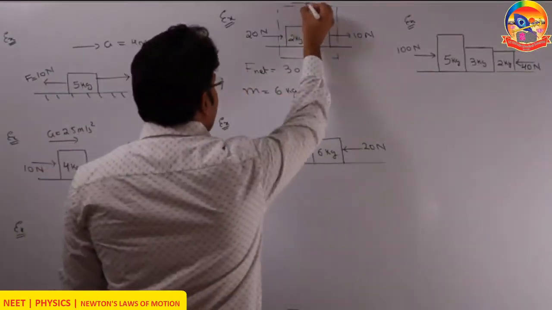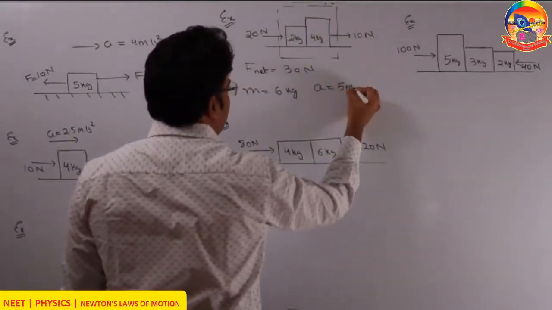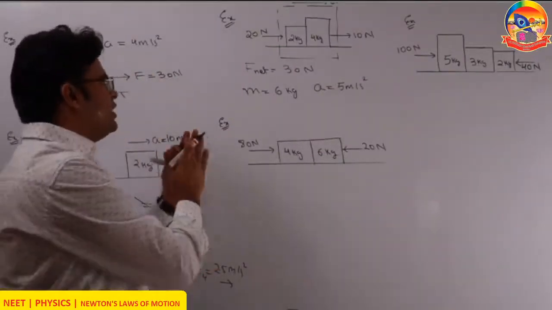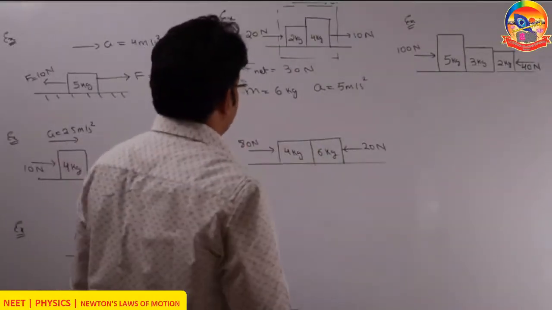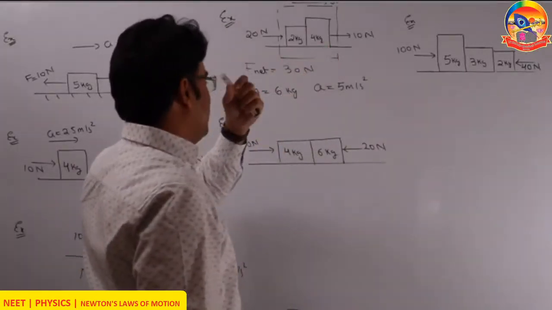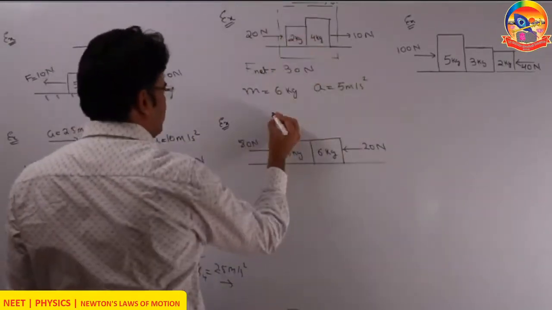So the combined acceleration of both of them comes out to be 30 by 6, that is 5 meter per second square. But they might ask you what is the normal reaction acting between 2 kg and 4 kg. To find the normal reaction acting between 2 and 4, you have to make a free body diagram of any one of them. Here I am making the free body diagram of 2 kg.